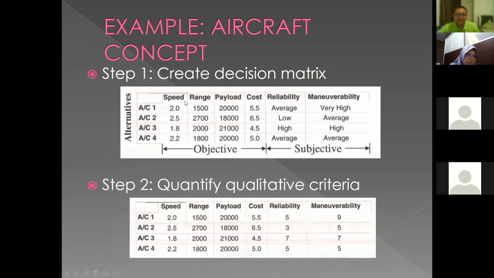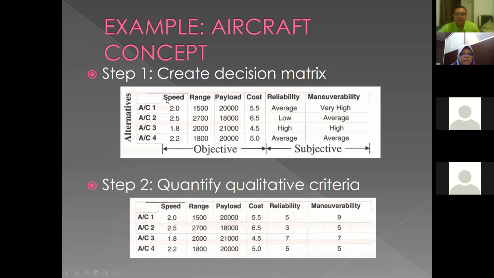Normally, in our normal case, what we did is put the criteria on top here: speed, range, payload, cost, reliability, and maneuverability. We put them on the first column, am I right? Normally we put it on the first column, and concept 1, concept 2, concept 3 are on the top here, right?